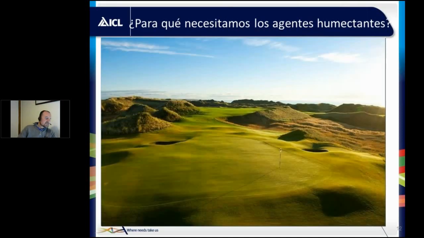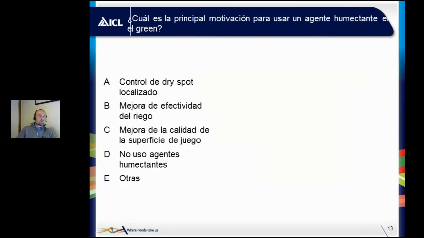You know, a simple question. Hey, what do we need wetting agents for if we're managing a golf course? Well, I've been out and asked that question of a number of golf course managers. What is your primary motivation for utilizing a golf green wetting agent?